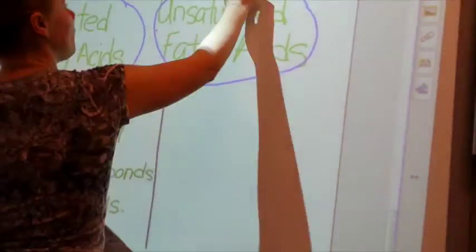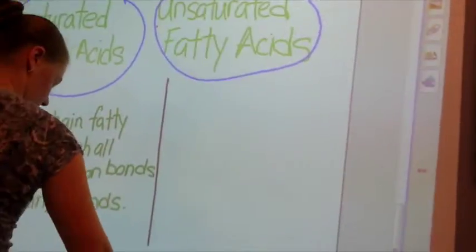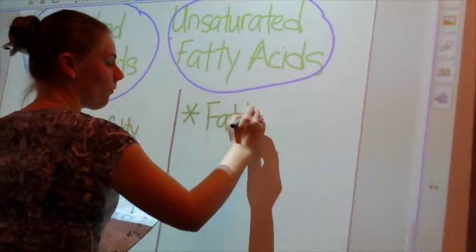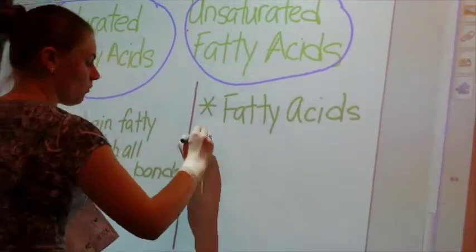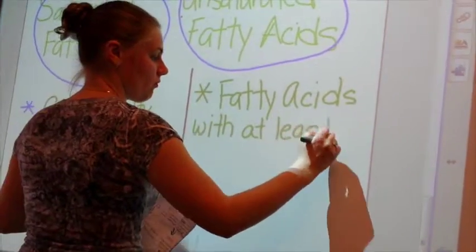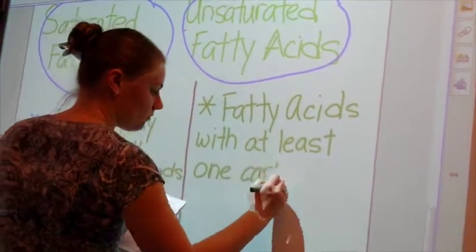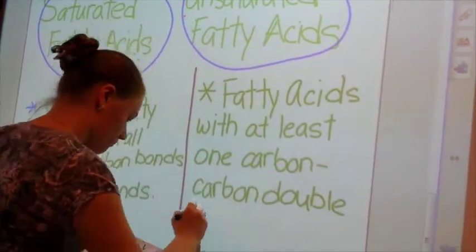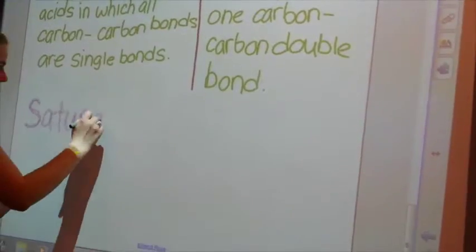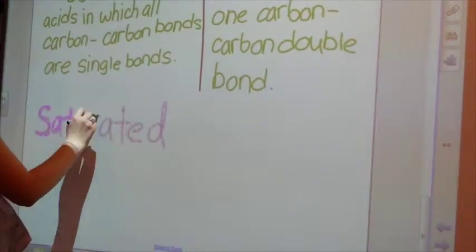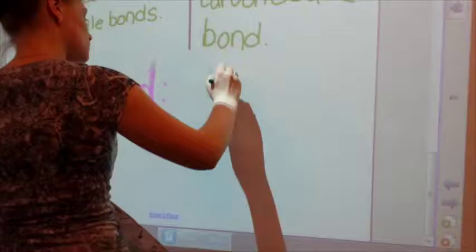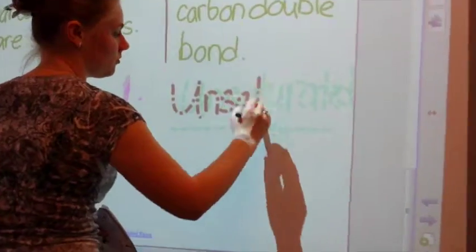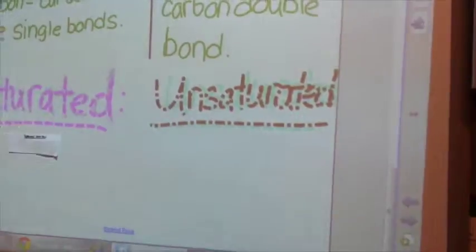Unsaturated fats, the good fats, are liquid at room temperature. They contain fatty acids with at least 1 carbon double bond. These fats are usually found in foods like vegetables and fish. Here is a picture of a saturated fat. Here is a picture of an unsaturated fat.